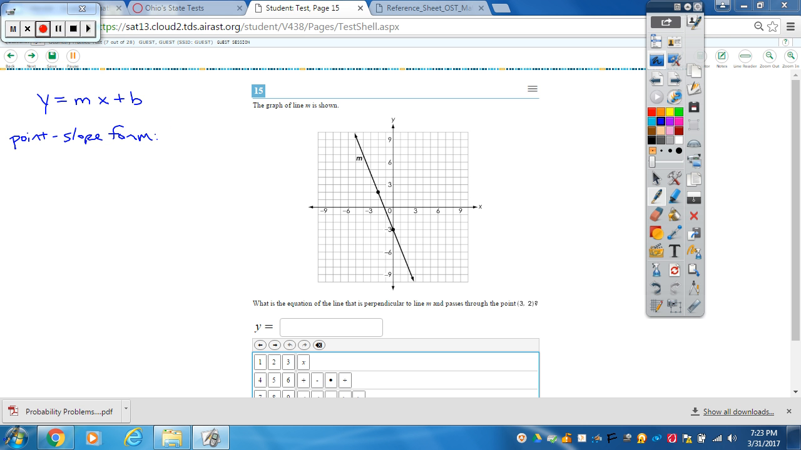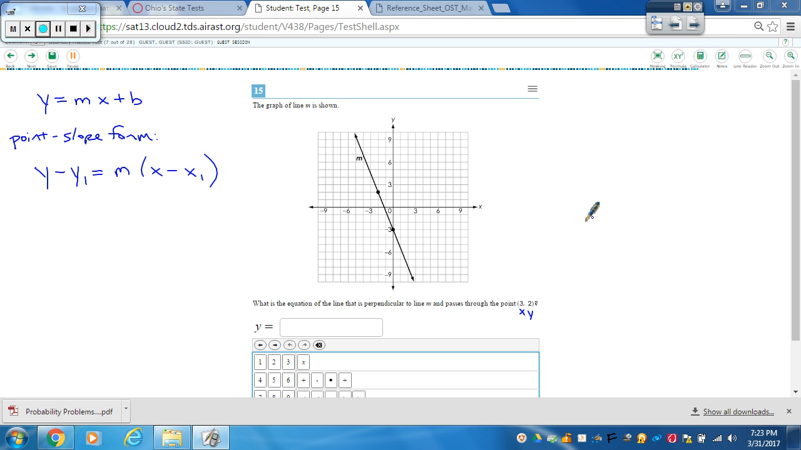Okay? Now, point-slope form says we need a point and we need a slope. So the point that we're going to be looking at is this one right here. So y minus y sub 1 is equal to the slope, parentheses x minus x sub 1. That's your point-slope form. Now, remember, your perpendicular slopes have to be the opposite reciprocals.